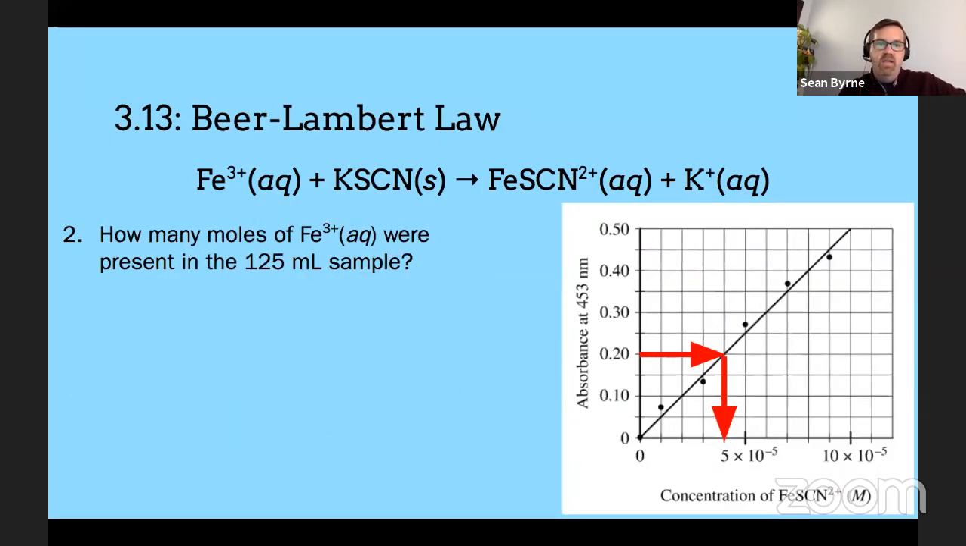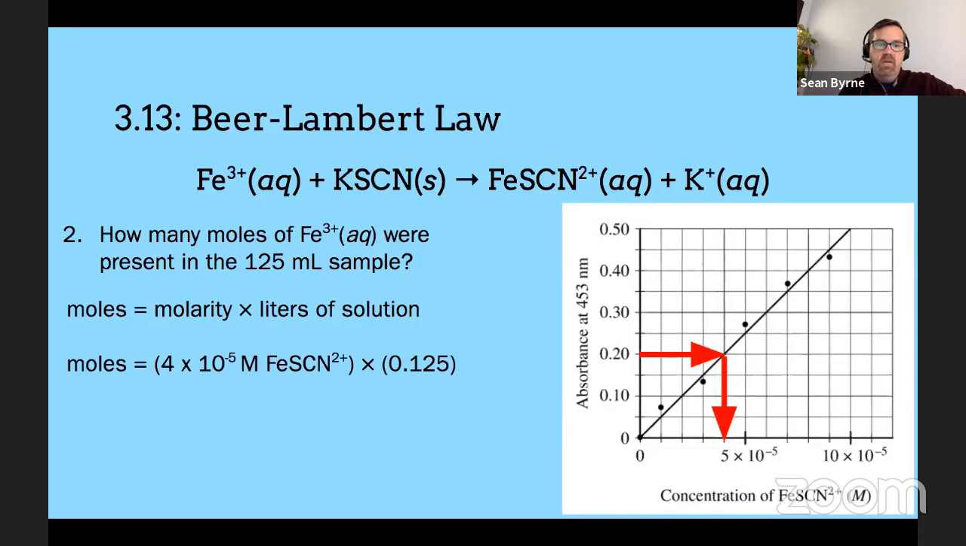Okay, and then the second question is how many moles of Fe3+ were present in the sample? So we know that moles is equal to molarity times liters of solution. So we're going to convert that milliliters into liters. And we're going to say that our moles of FeSCN is 5.0 times 10 to the minus sixth. And in this case, because our mole ratio is 1 to 1, we can say that that's equal.